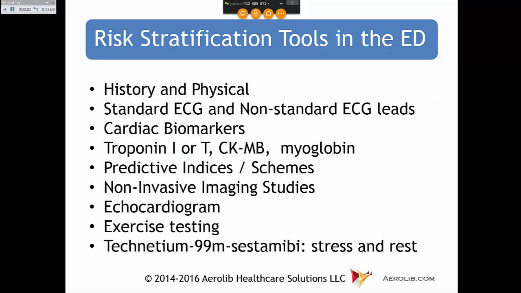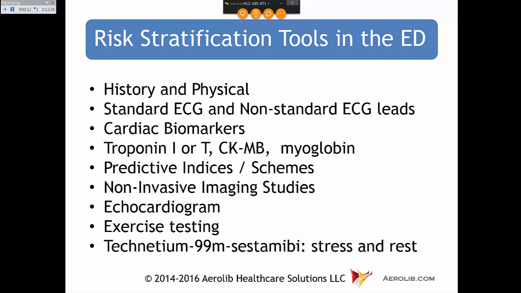So in the emergency room, some of the best risk stratification tools, as we've learned for many years, are history and physical. EKG, now standard EKG or right-sided non-standard EKGs, and again to figure out whether there's an infarct in the anterior or the posterior circulations. Cardiac biomarkers, so troponin, CKMB, myoglobin. We'll talk about some of these, the uses of troponins versus myoglobins, in future slides.